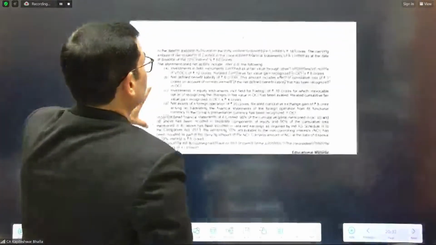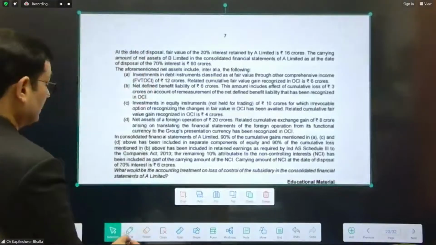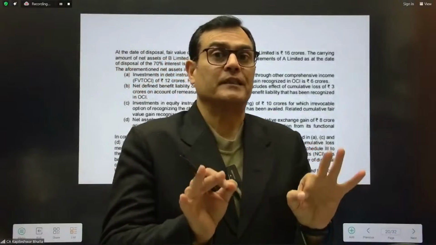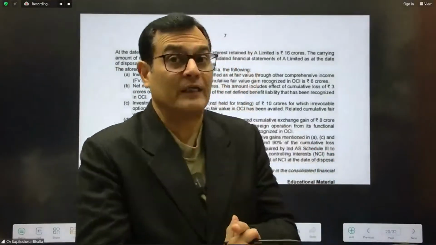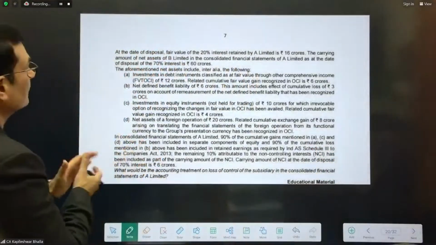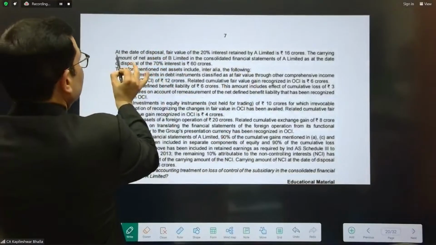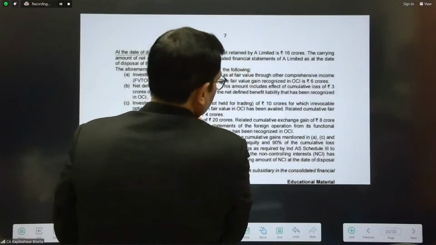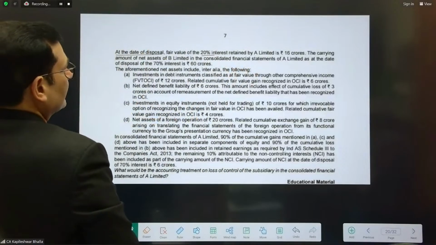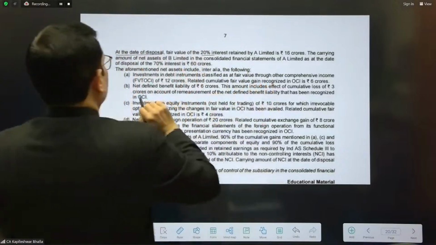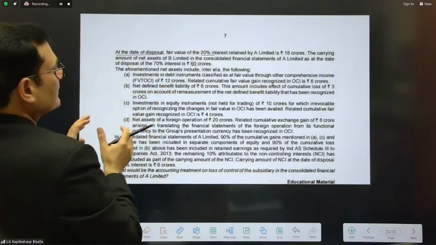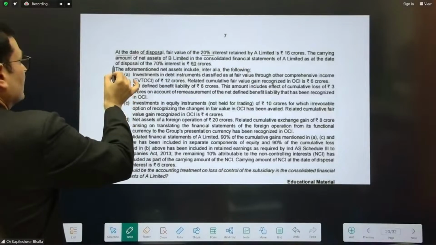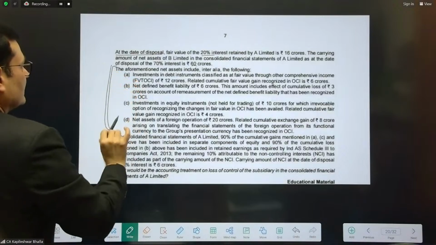This is also in the education material and is also given in the study material as well. If you ask me, I think this is one of the best questions on the changes in ownership interest, where the concept of accumulated OCI needs to be seen carefully. Let's have a look. It says at the date of disposal, the fair value of 20% interest retained is given. The carrying amount of the net assets in the consolidated financials on that date is 60 crores. So net assets is given and the fair value of the investment retained is given. Now, what's this carefully? This is what we need to understand carefully.